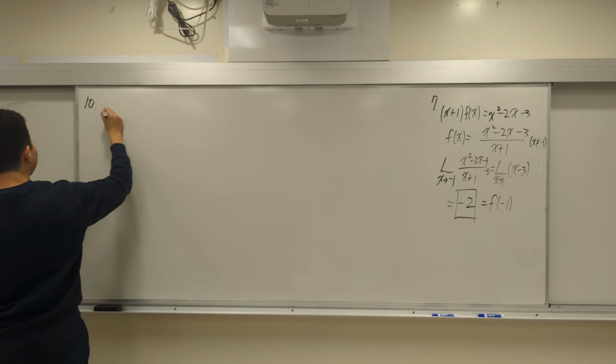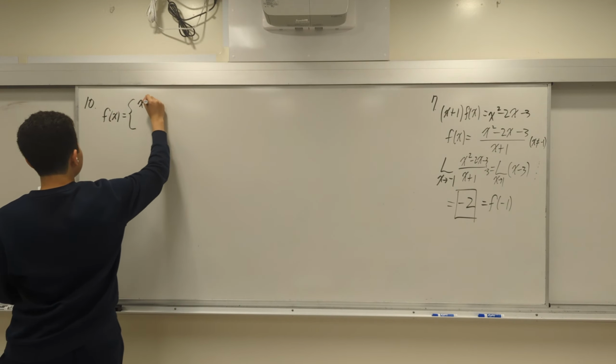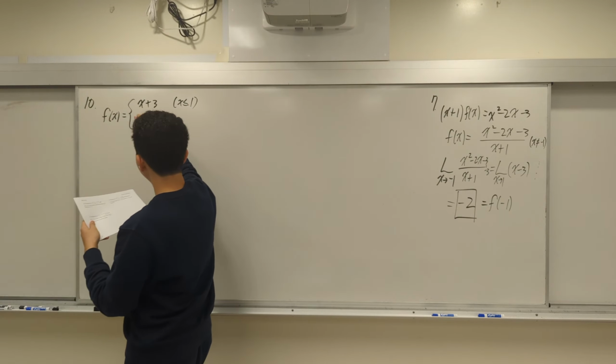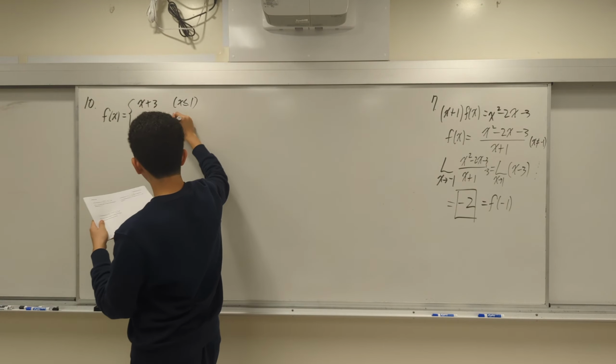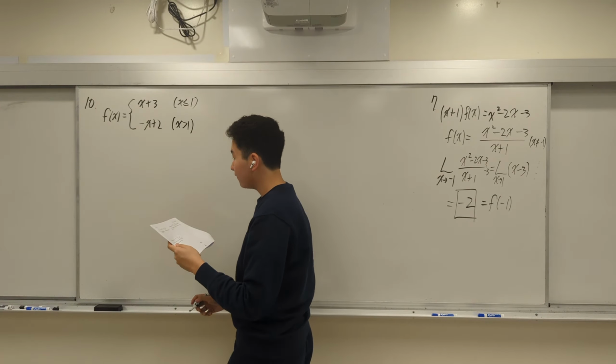So number 10, we have a different scenario where f of x is a piecewise function, where it's x plus 3 for x less than or equal to 1, and negative x plus 2 for any x that is greater than 1. And we have function g of x equals x plus a.